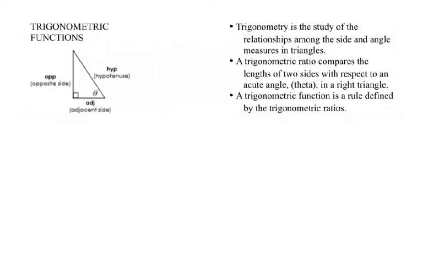Trigonometry is the study of relationships among the side and angle measures in triangles. A trig ratio compares the lengths of two sides with respect to an acute angle theta in a right triangle. So this right here is theta. That's just a Greek letter. Anytime you see that, it's talking about an angle. And then a trig function is a rule defined by the trig ratio.